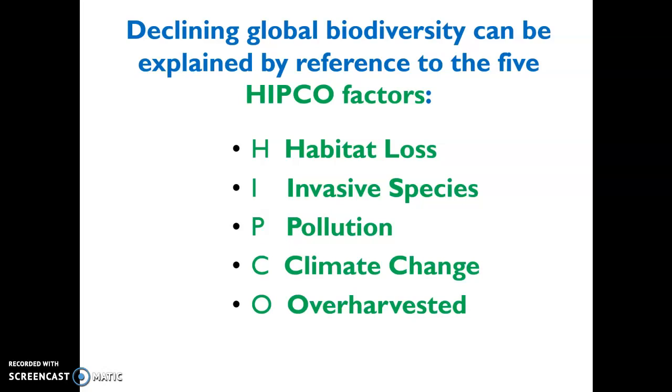C stands for climate change. Even a very small change in temperature can affect certain species, particularly things like coral, which are affected by a 2-degree change. And the O stands for overharvesting. So that's when a species is harvested or killed faster than that species can reproduce. So let's look at those factors.